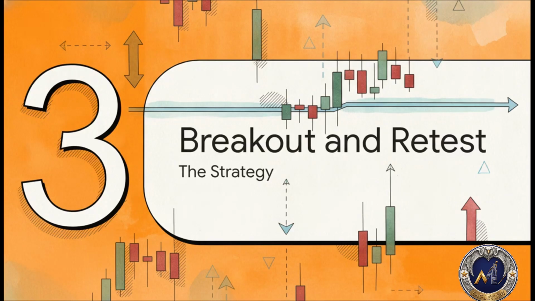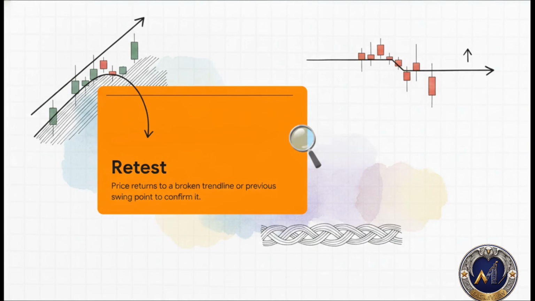Moving on to Section 3, Breakout and Retest Strategy. So how do we actually protect ourselves from these traps? We trade safely by waiting for the market to prove its true direction. First, let's clearly define what a retest is. A retest happens when the price breaks through a level but then returns back to that broken trend line or previous swing point.